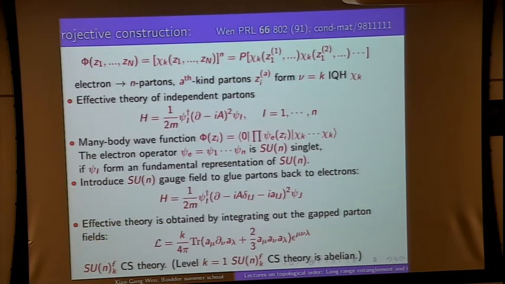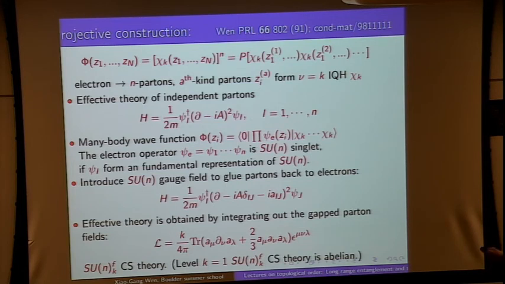Here is more detail, and here is a little more generalization. We fill K Landau levels, but we raise it to the nth power. That means we split the electron into n partons, and each parton fills K Landau levels. This projection means that we want to tie the partons together by identifying all these parton coordinates.